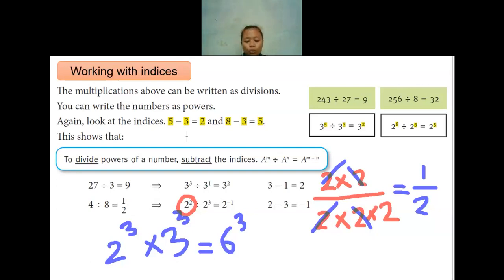So there are 3 numbers of 2, so 2 times 2 times 2 for 2 to the power of 3. 3 to the power of 3 is 3 times 3 times 3, so there are 3 numbers of 3. I multiply the first number 2 with the first number 3, which equals 6. The second 2 with the second 3 equals 6. The last 2 with the last 3 equals 6. In the end, we have 3 numbers of 6, which is 6 to the power of 3. Okay. Is there anyone? Yeah, the cancelling out.